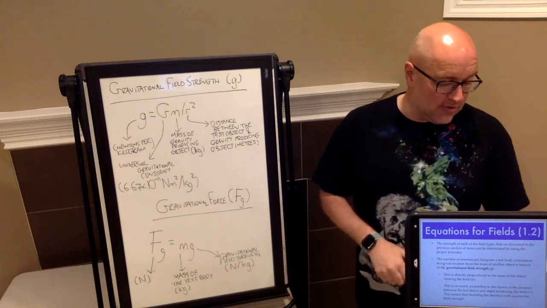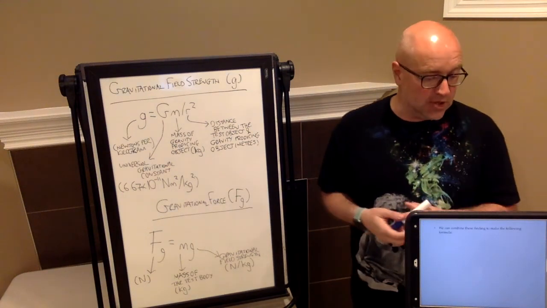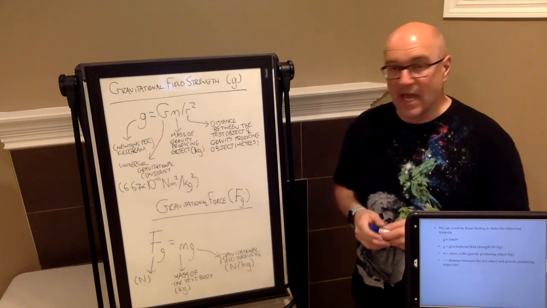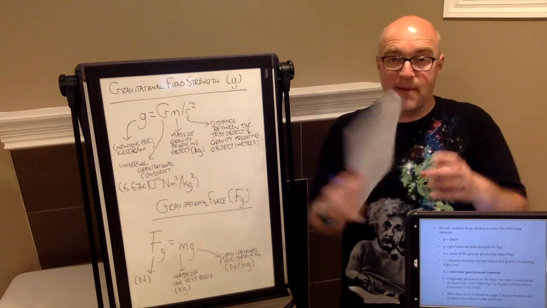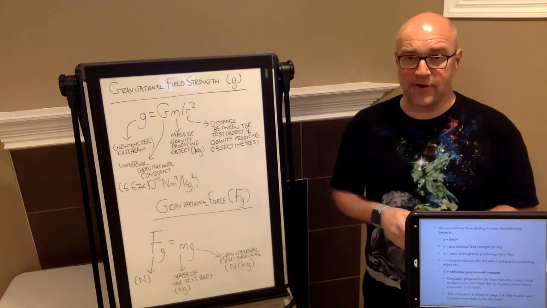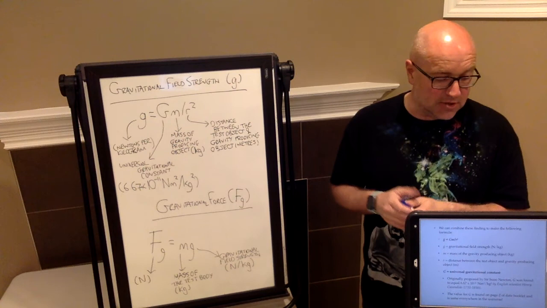And again, there is what we call this universal gravitational constant, which I'll get to. This universal gravitational constant is on page 2 of your data sheet. You don't have to memorize the number, but this is the number you have to plug into all of your gravitational field strength equations, no matter where you are in the universe. This is just a constant.